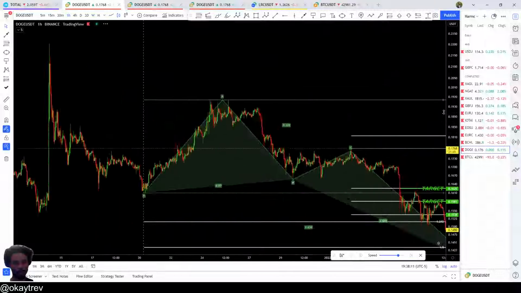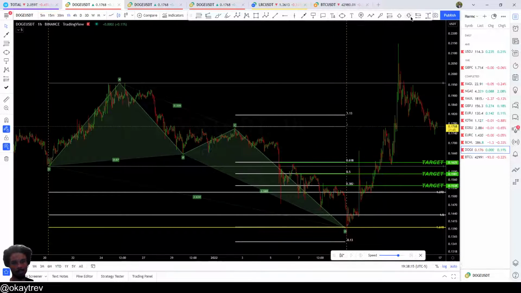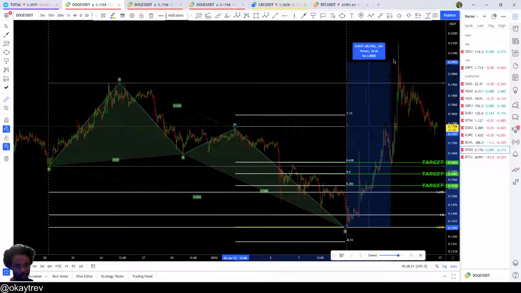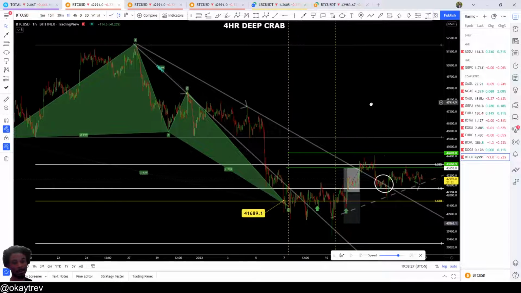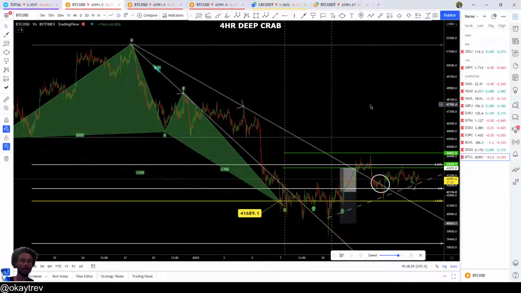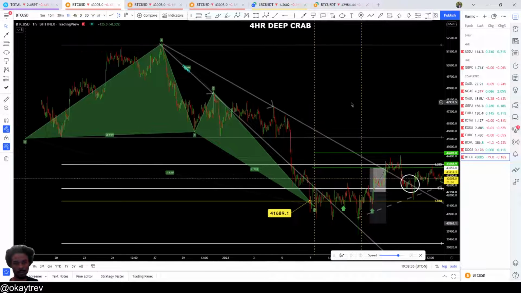Can't even really fit the harmonic pattern to the screen. This is like a 1-hour deep crab. Look at the return on that. How much did this grow? Went from 13 cents to 21 cents. 54%. Them harmonic patterns, nothing to play with. Bitcoin is where we're at right now. Kind of want to see the same thing. What happened with Doge? I want to see the same thing with Bitcoin.